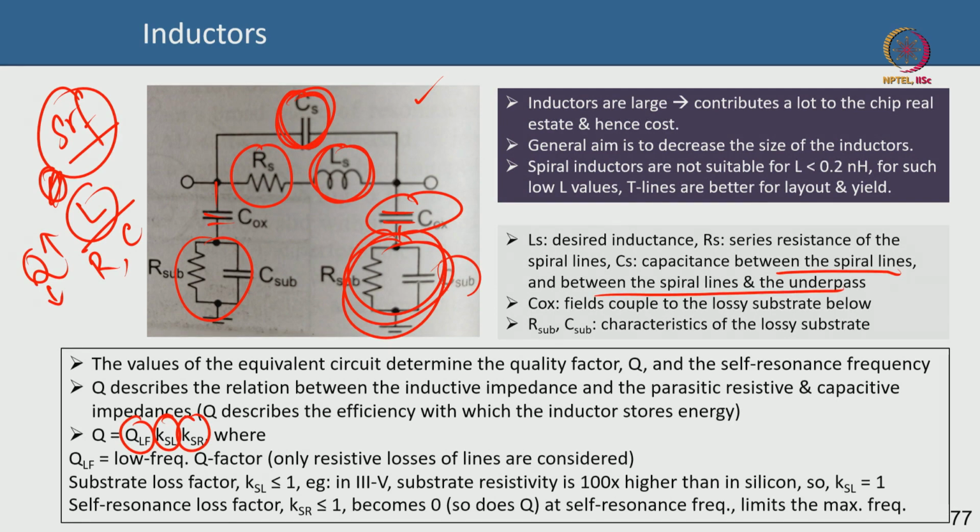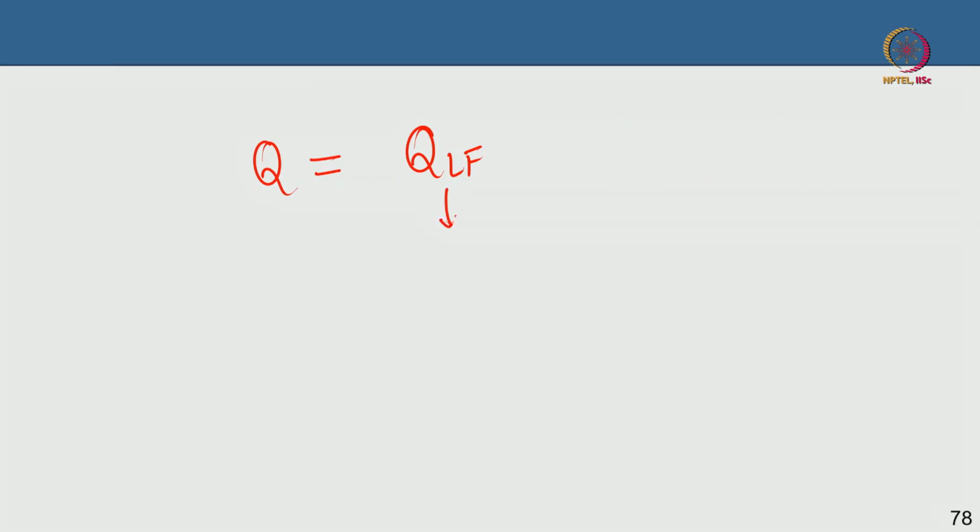LF stands for low frequency, so it's your low frequency limitation on the Q factor, and it is determined by the losses. It's typically the metal line losses, the resistive losses that are happening. Okay. Those are predominant at low frequencies, and that is represented by QLF.